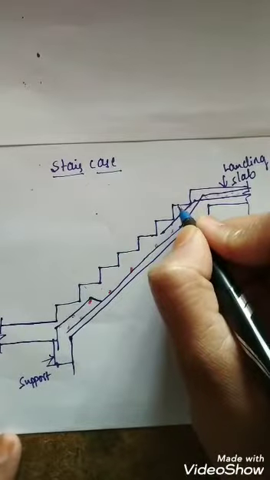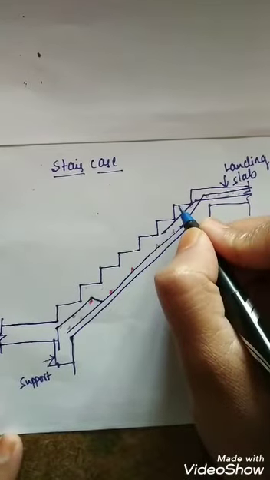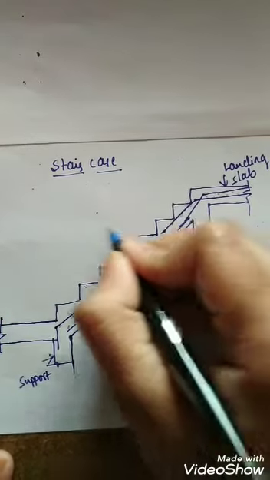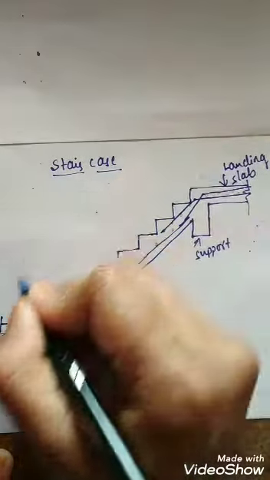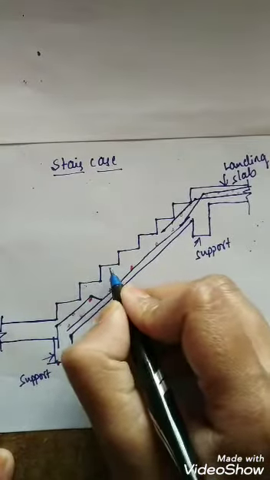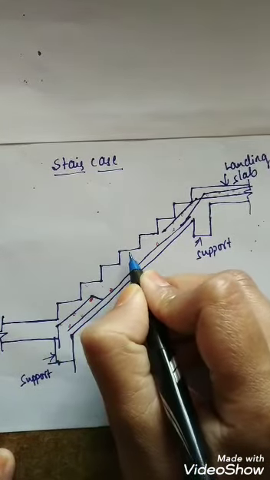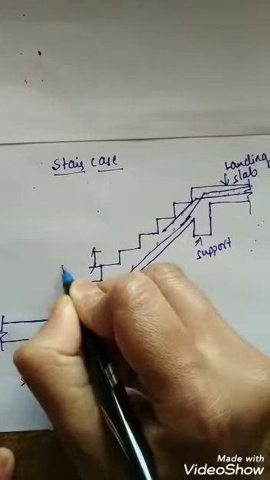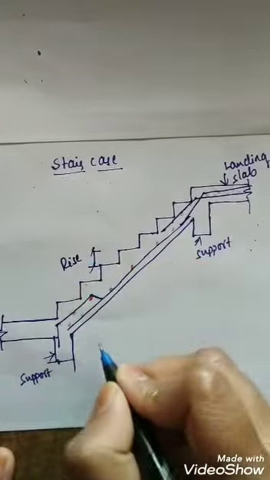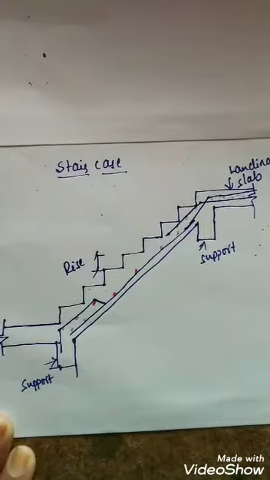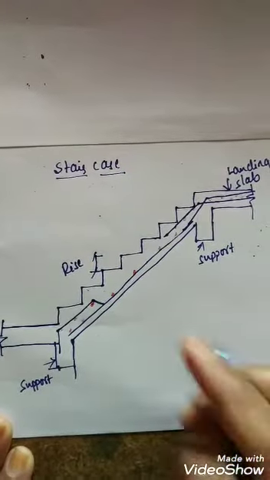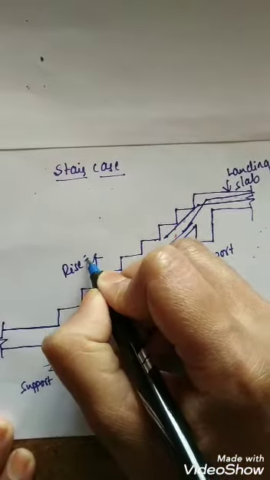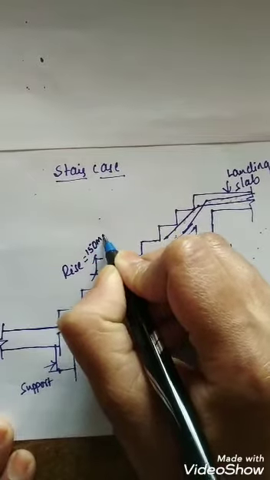We have a number of steps. Normally 10 to 12 steps are provided in each flight. This whole portion we are calling a flight. In the steps we have a horizontal distance and a vertical distance. Vertical distance we are calling the rise. This rise normally has a range of 150 mm. If it is not mentioned in the problem, you can provide it as 150 mm.